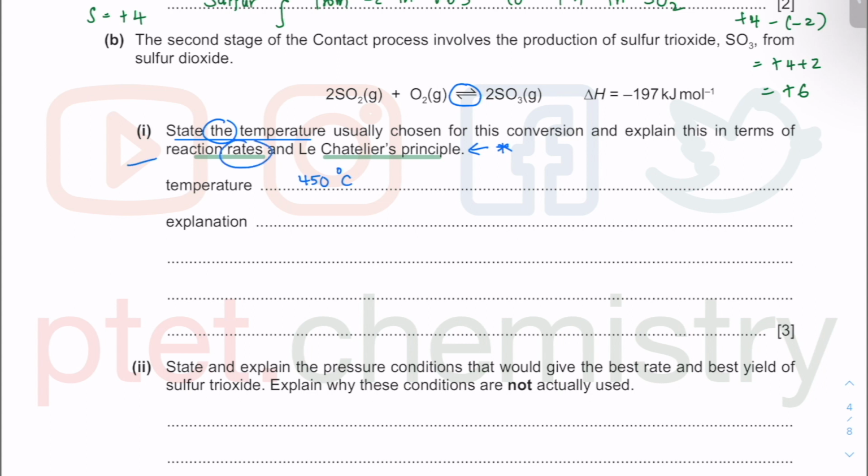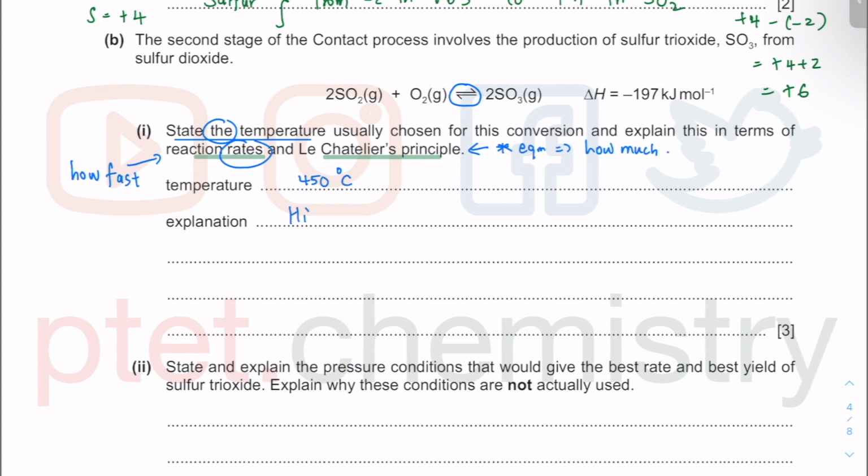Reaction rate is how fast. How fast is the reaction going? Le Chatelier principle is to do with equilibrium, is to do with how much. How fast versus how much is often something that is asked in this idea called rate versus equilibrium, and it happens to be one of those things that is always asked together because students always get them confused, and examiners love to ask this again and again. You get 1 mark here in terms of this temperature.